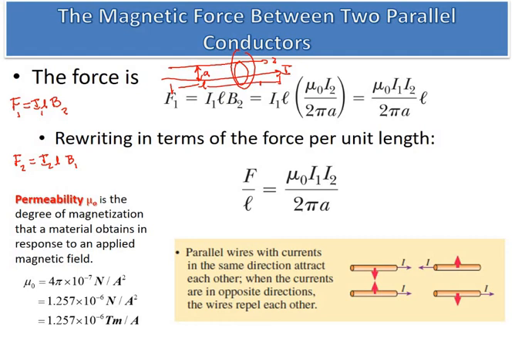But what is mu naught? Here it is. Permeability. It's the degree of magnetization that a material obtains in response to an applied magnetic field, and it has this value. It's 4 pi times 10 to the minus 7 newtons per ampere squared, or 1.257 times 10 to the minus 6 newtons per ampere squared, or 1.257 times 10 to the minus 6 Tesla meter per ampere. These are the same numbers that you multiply by 4 pi, and here instead of using Newton, we can use Tesla. We can do the conversions here.